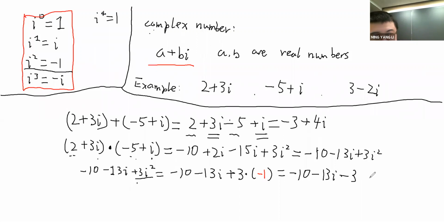So after all, we have -13 plus -13i. So that's it. That's how we calculate the product of complex numbers.